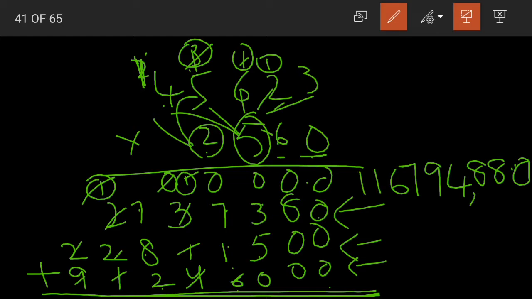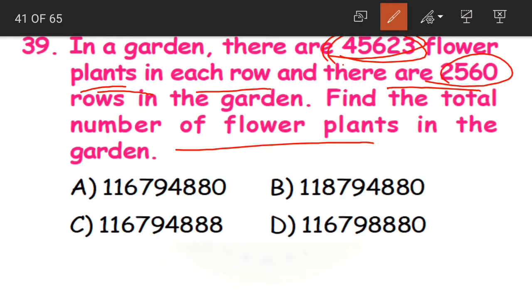What is our final answer children? 11 lakhs 67,000, sorry, 11 crores 67 lakhs 94,880.